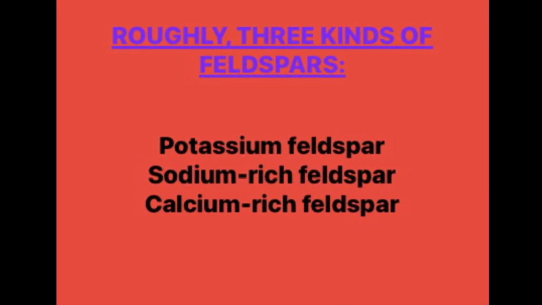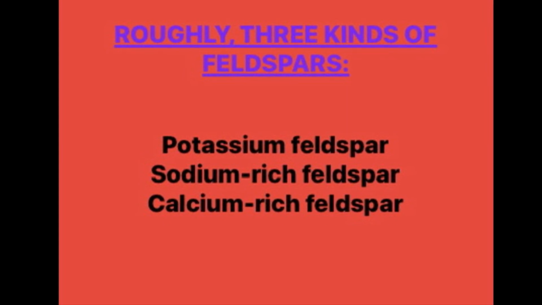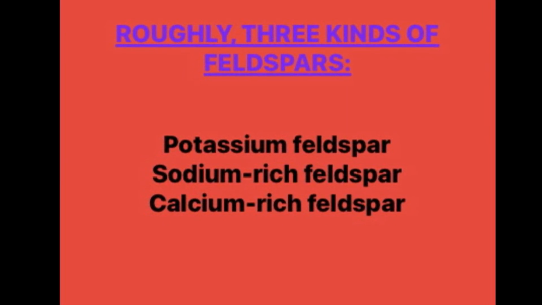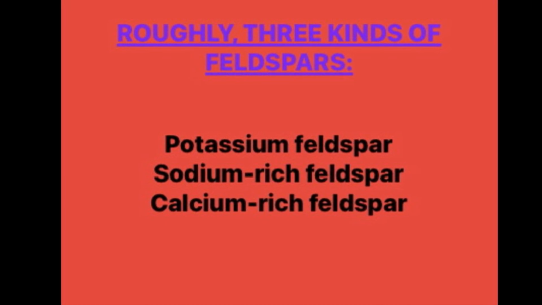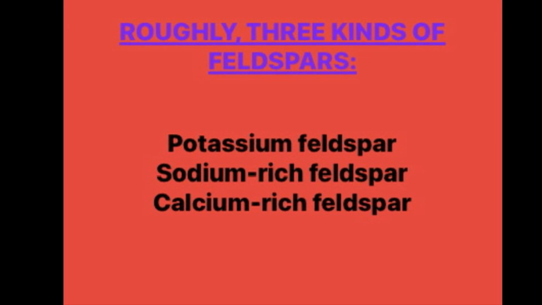So, what is a feldspar? A feldspar is a combination between a negatively charged aluminosilicate ion and a positively charged metal like potassium, sodium, or calcium. When I talk about feldspars in my videos, I usually say potassium feldspar, sodium-rich feldspar, and calcium-rich feldspar. So let's look at some rocks that have these three general kinds of feldspar in them.